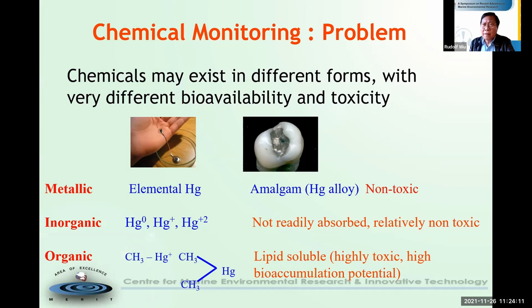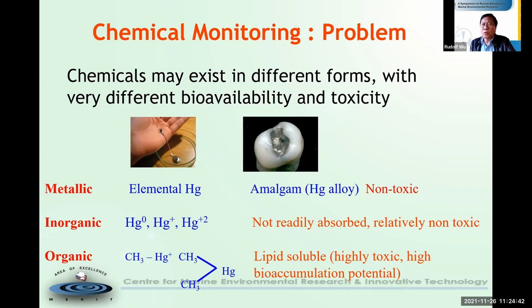Of course, we are not doing it nowadays. But nowadays, a lot of people have amalgam in their teeth, right? If you want to repair your teeth, you use amalgam, which is a mercury alloy. You have it in your mouth, in your teeth, so you contact it every day, but it's relatively non-toxic. Likewise, inorganic mercury is not readily absorbed and is relatively non-toxic. It's toxic, but the toxicity is very low.